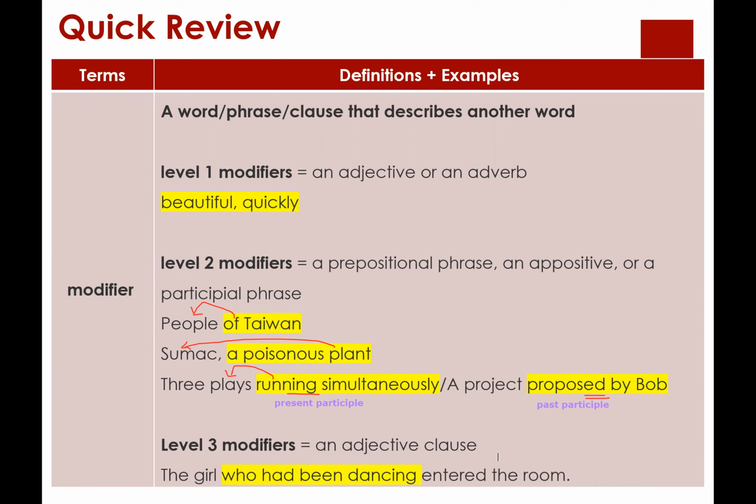Okay. And a level three modifier is simply an adjective clause, right? Because it has a subject, it has a verb, but it is still an adjective function. So it starts with a relative pronoun, who, whom, whose, which, that, or relative adverb, when, where, why. So in the example here, it starts with who, relative pronoun who, because we're modifying the girl. Okay, so keep in mind that we want to see the phrases and the clauses as one entity.